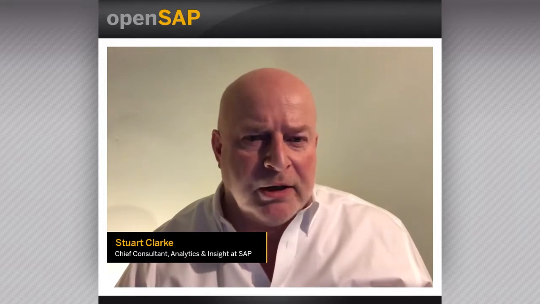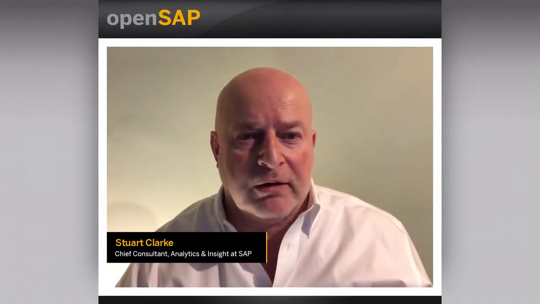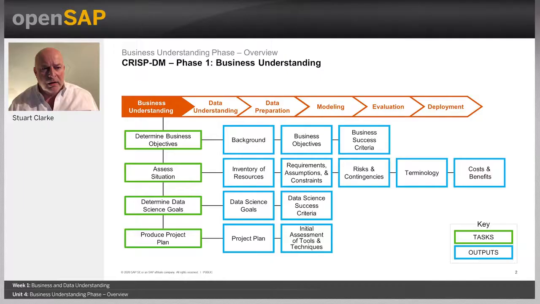In this unit, we're going to start looking at the phases of the CRISP methodology in a bit more detail. And let's start with an overview of the business understanding phase. This phase focuses on understanding the project objectives and requirements from a business perspective, then converting this knowledge into a data science problem definition and a preliminary plan that's designed to achieve the objectives.